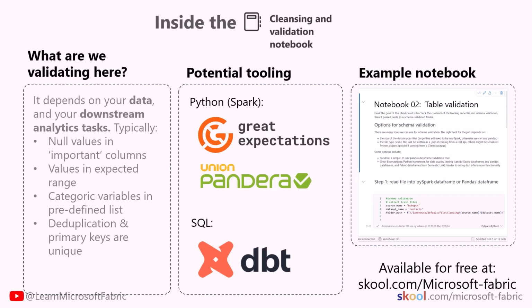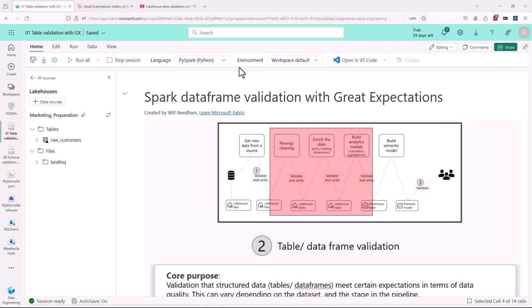Now I want to show you what this cleansing and validation notebook would look like if we wanted to use Python and Spark and Great Expectations. So let's dive into the example of how you can achieve data frame validation in Microsoft Fabric using Great Expectations. Okay, so here we are in our second notebook, and here we're going to walk through Spark data frame validation with Great Expectations. In the last tutorial, we looked at how to validate incoming data in files.